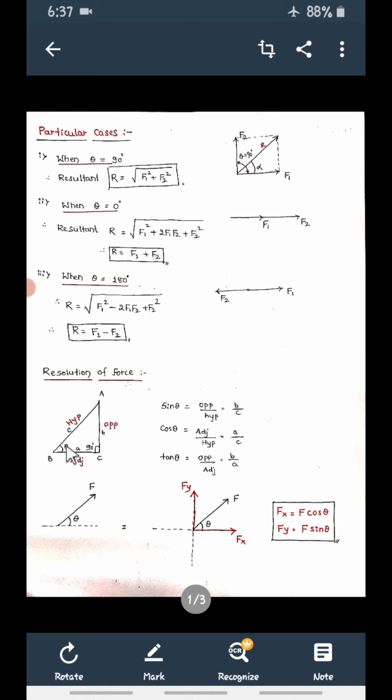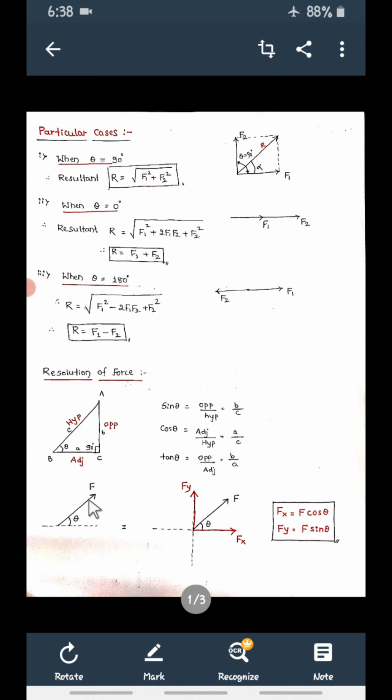Now, if I take sine theta, so sine theta is equal to what? Sine theta is equal to opposite upon hypotenuse, that is B by C. Then similarly, cos theta is equal to adjacent divided by hypotenuse, so that is A by C. Then tan theta is equal to opposite divided by adjacent. Already we know that. So remember this. Then take an example.